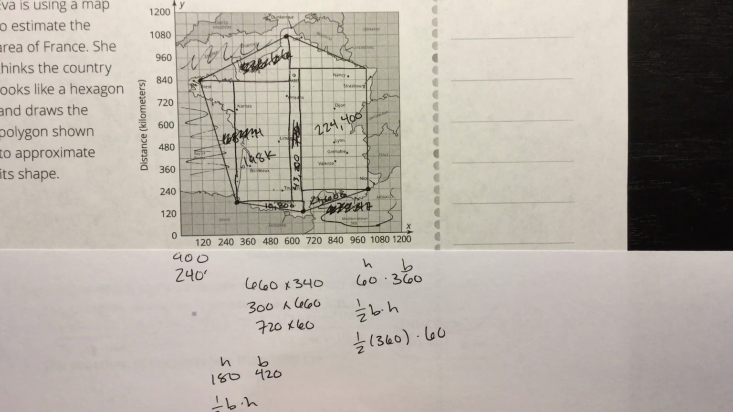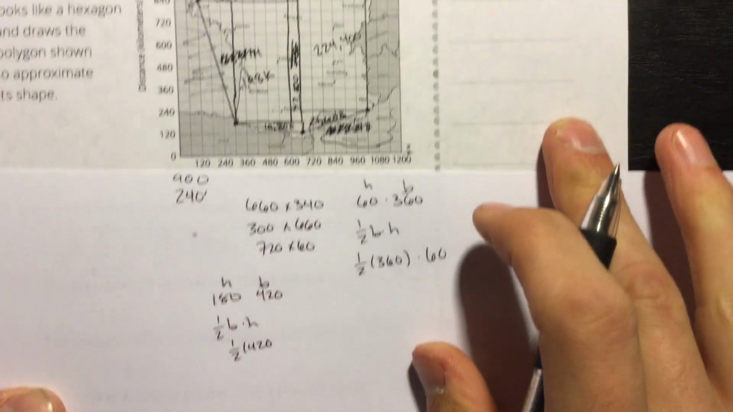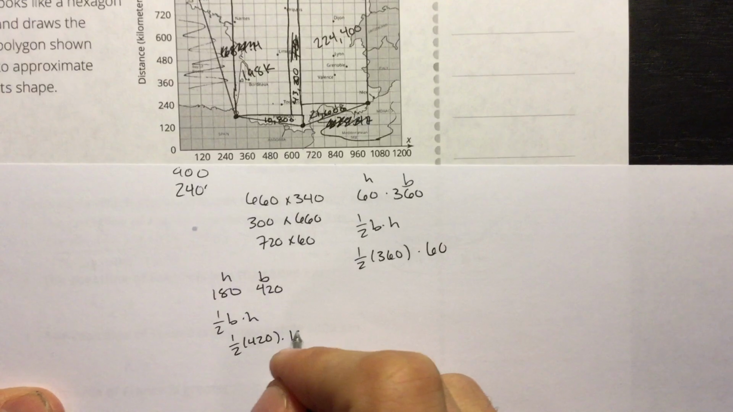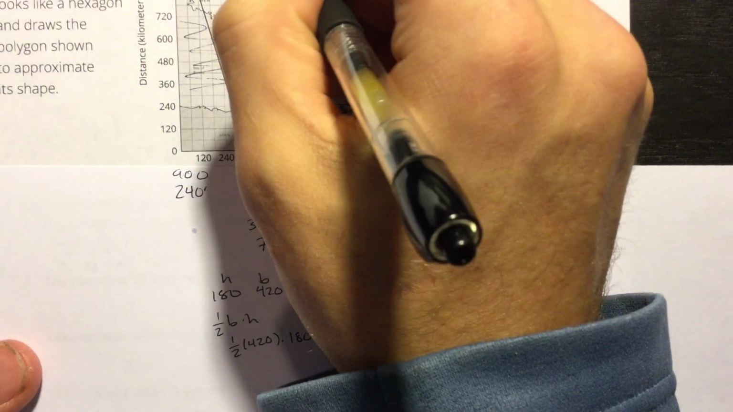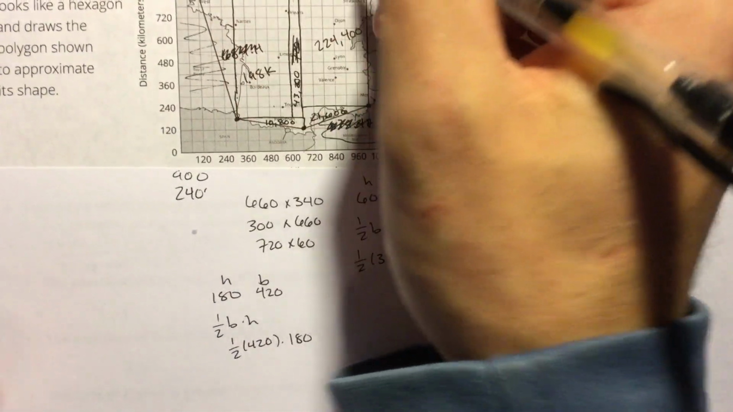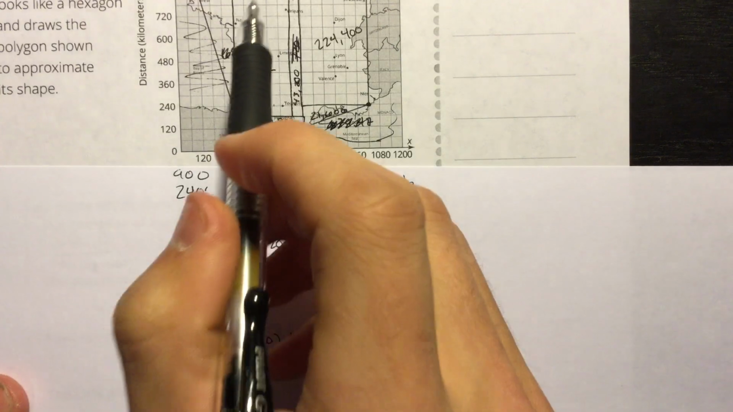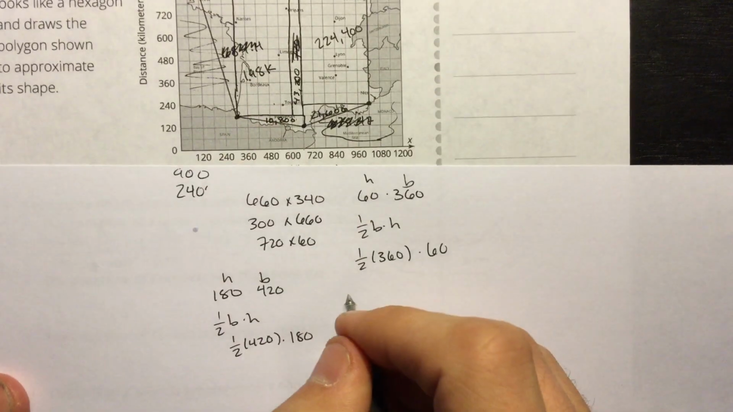It's going to be 1/2 420. Oh, and I'm off the page here, or I'm off the screen here. 1/2 420 times 180, which is going to be 210 times 180, which is going to be 37,800. Okay, now for this top left one, has a height of 240.